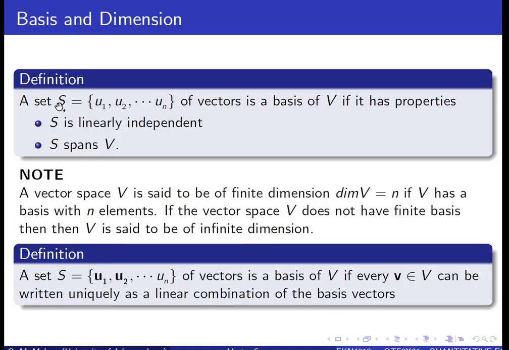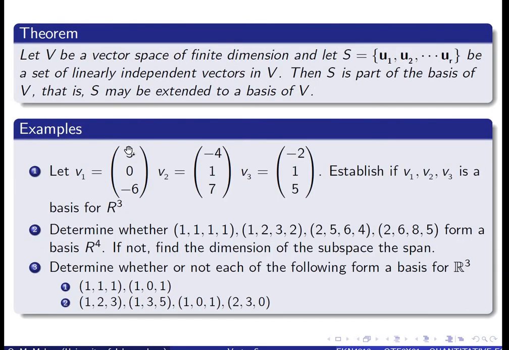A set of vectors is a basis of V if it satisfies either of these two properties: if S is linearly independent and if S spans V. In order to find out if these vectors span R3, it means that we want to know if any vector in R3 can be expressed as a linear combination of these 3 vectors.